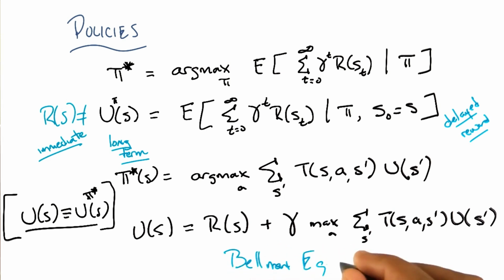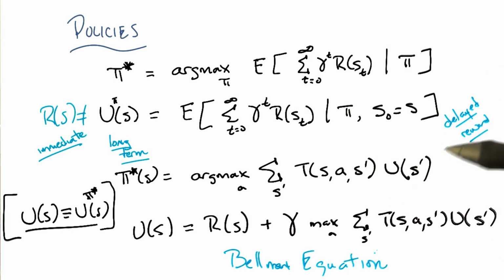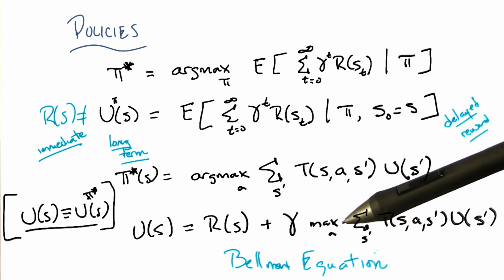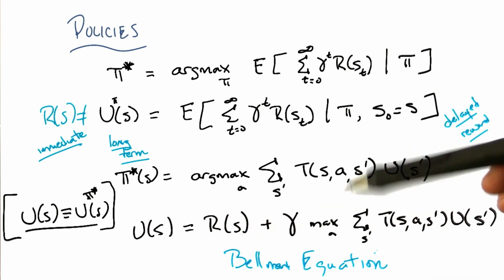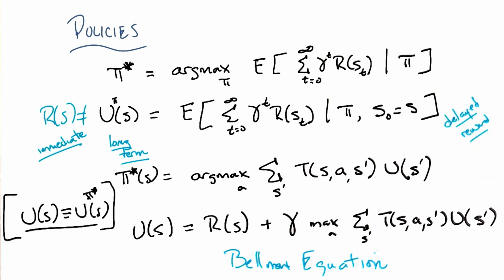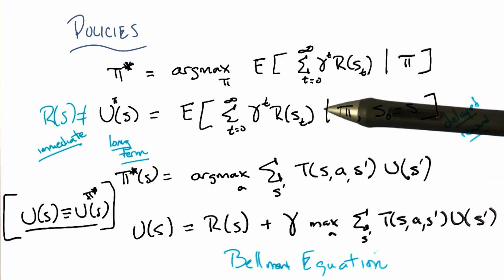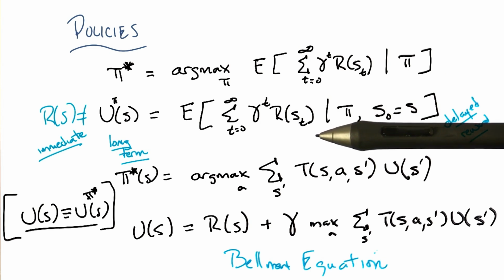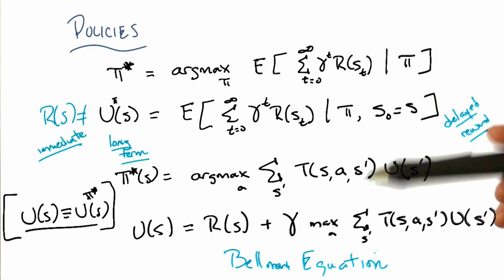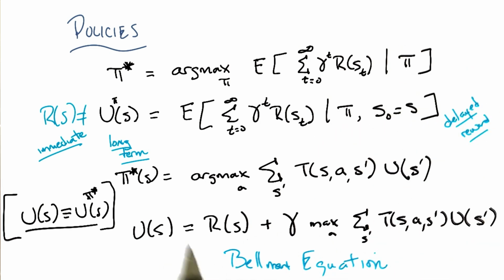This equation was invented by a guy named Bellman, and it turns out to be, in some sense, the key equation for solving MDPs and reinforcement learning. Wow. And it's actually even more subtle than it looks. But basically, this is the fundamental recursive equation that defines the true value of being in some particular state.